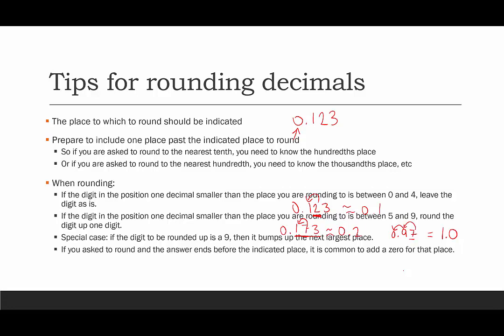And lastly, if you are asked to round and the answer ends before the indicated place, it is common to include a 0 for that place. So for example, if it says round to the nearest 10th, but you get an answer of 70, notice that there's no decimal in the number 70.